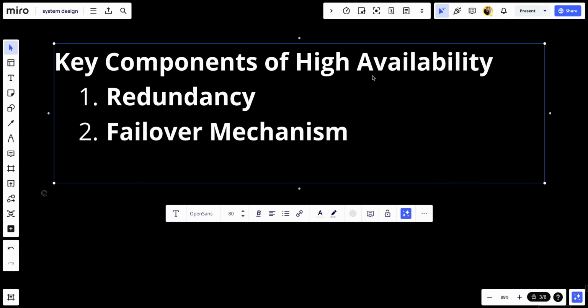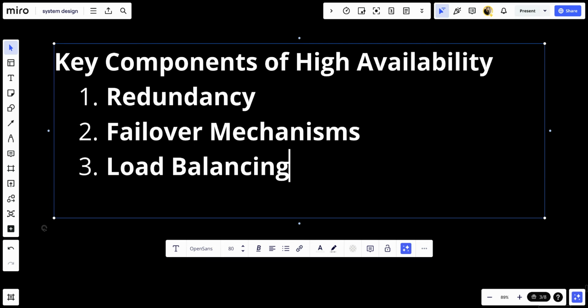Number two, failover mechanism. These mechanisms automatically switch operations from a failed component to a standby component without user intervention. Failover can be applied to servers, databases, network connections, and more. Number three, load balancing. It distributes incoming traffic across multiple servers or resources to ensure no single server becomes a bottleneck. Load balancing enhances both performance and availability.